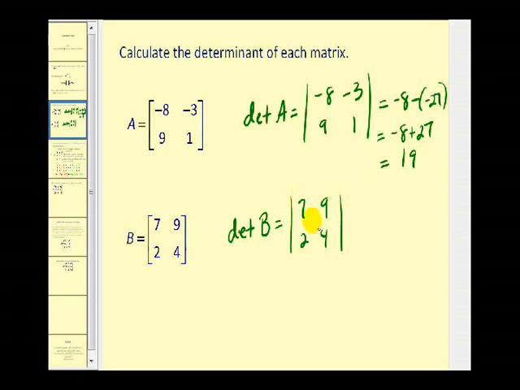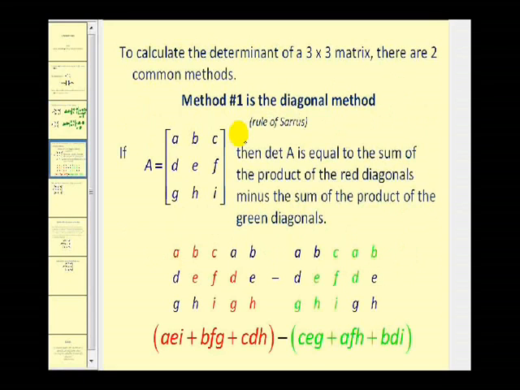And this is equal to 7 times 4, which is 28, minus 9 times 2, which is 18. So the determinant of matrix B is equal to 10. So it's pretty straightforward for a 2 by 2. Now there are two methods to calculate the determinant of a 3 by 3.